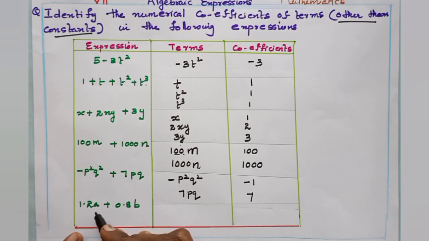Then 1.2a plus 0.8b. The first term is 1.2a, and the coefficient of a is 1.2. Then the next term, separated by the plus sign, is the second term 0.8b. The coefficient of b is 0.8.